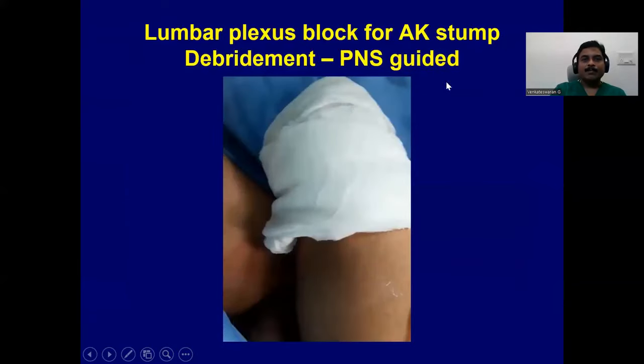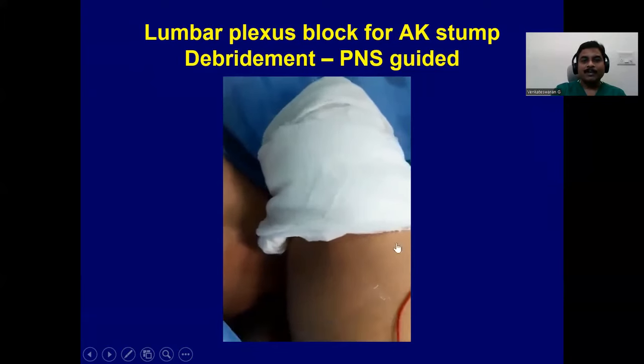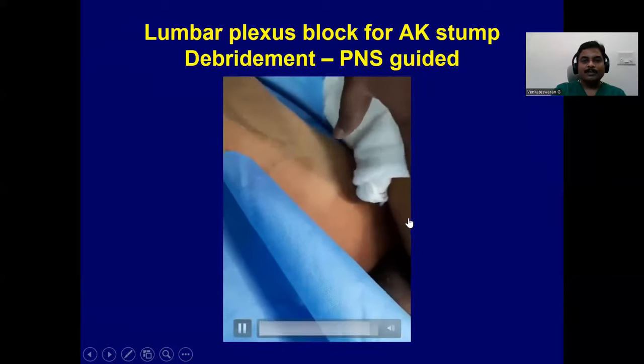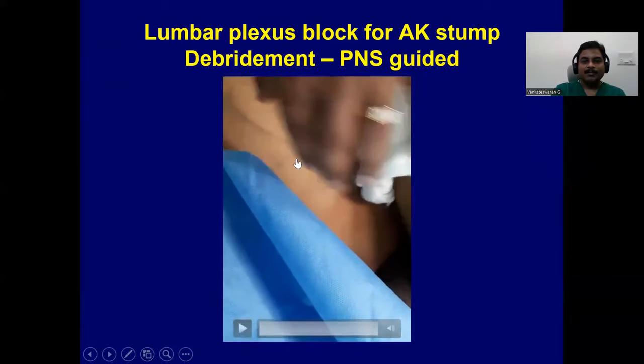Next, suppose the patient has an above-knee amputation and they want to do debridement of the stump. For a lumbar plexus block for an above-knee amputation stump, we can also do it with PNS guidance. When you give this, you'll be able to get a quadriceps twitch, because the anterior part of the thigh is there. You'll get a quadriceps twitch and can start injecting for the lumbar plexus.